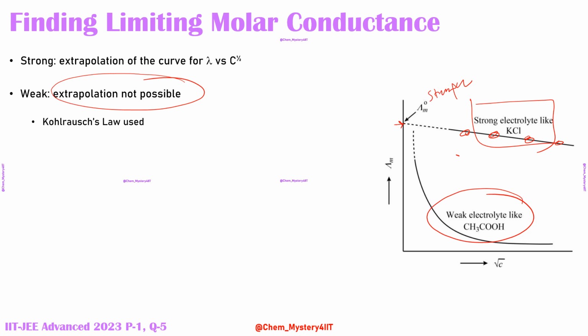So for weaker electrolytes, when we cannot do extrapolation, we are using something different. We are using Kohlrausch law over there. What Kohlrausch law is, here we go.